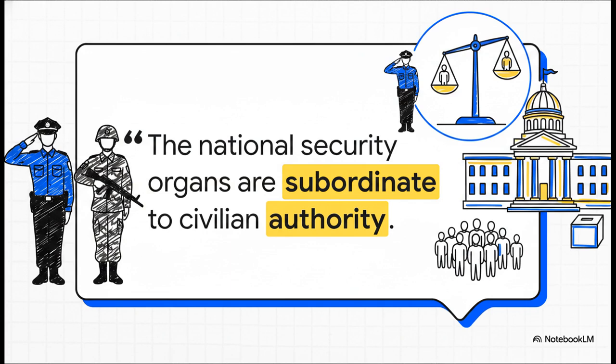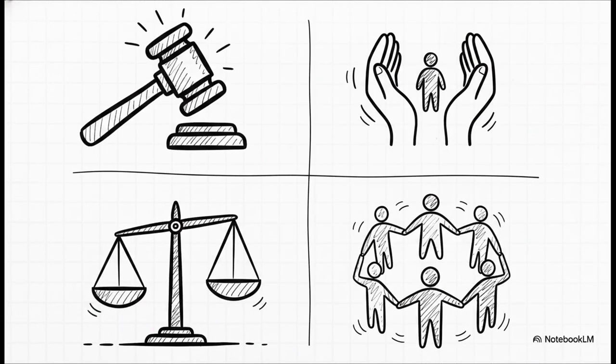It means the military and the police do not run the country, period. No matter how many weapons they have or how vital their jobs are, they ultimately answer to the elected civilian government. And through that government, they answer to you, the people of Kenya. They are servants of the public, definitely not the masters of it. So how does this actually play out in real life?